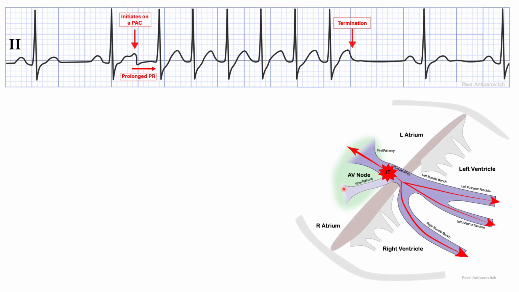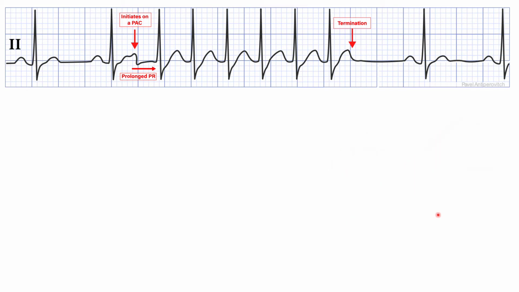Finally, let's look at JT. It is very unusual for JT to initiate with a premature atrial contraction. However, could this be the first beat of JT? It is possible. However, if this is the first beat of JT, then there has to be a block to the ventricles, and it is very unlikely that the block to the ventricles and the JT initiated on the same beat. Hence, JT is quite unlikely and can be removed from our list of differentials.